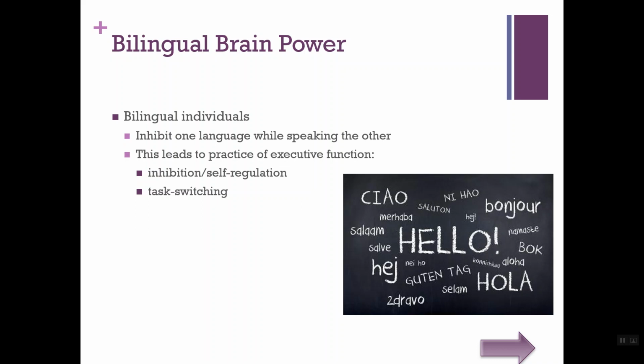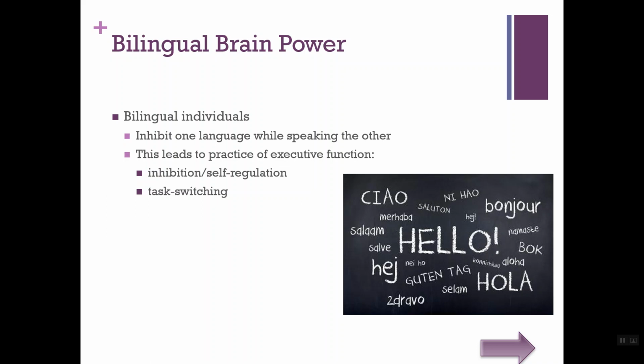So the same thing's going on with bilingual individuals, where they're inhibiting one language while trying to speak the other. And so this leads to more practice of executive function. And that's that prefrontal cortex that helps us perform these executive function tasks like inhibition, self-regulation, and task switching. Right. So again, there's no such thing as multitasking. It's all about task switching.